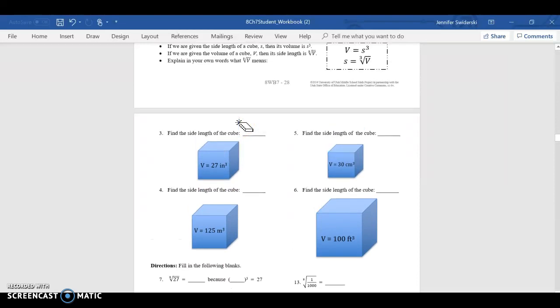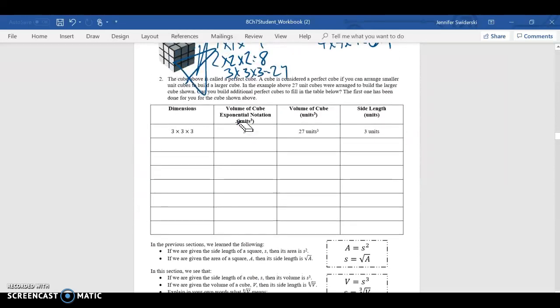Okay, so perfect cubes are going to be the same things as perfect squares in a sense, but instead of multiplying the number twice, we're multiplying it 3 times, because we're taking a number or a base and raising it to the third power. So 3 times 3 times 3 gives me 27.